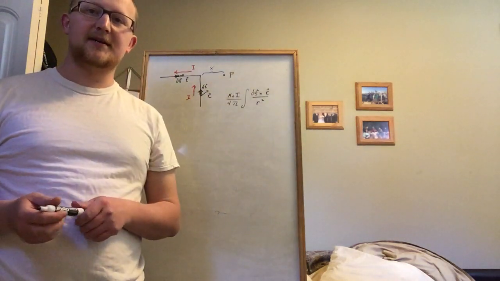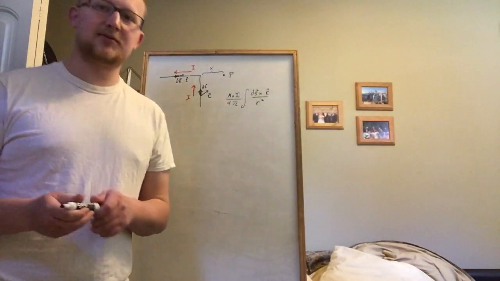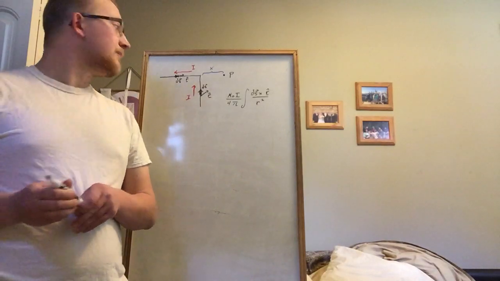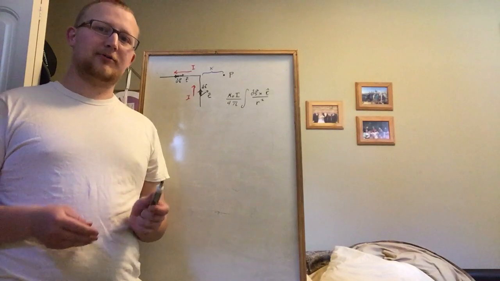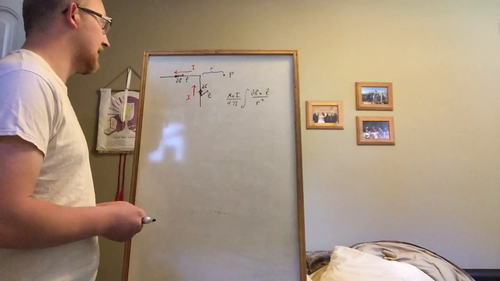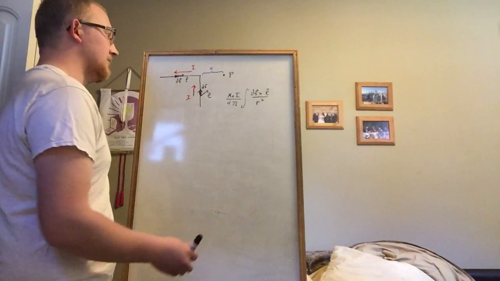Hello, my name is Isaac, and today I'm going to be working through practice problem number 4 from Chapter 29. It has to do with the Biot-Savart law. I've got it drawn already, but I wanted to walk through everything else with you so that you could get a feel for the logic of this integration.